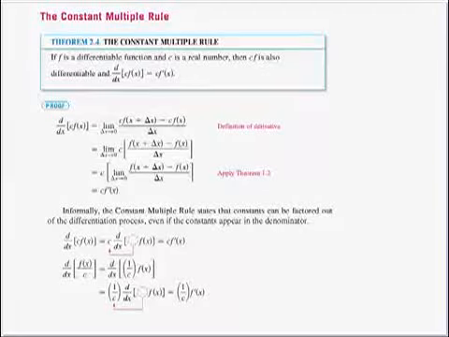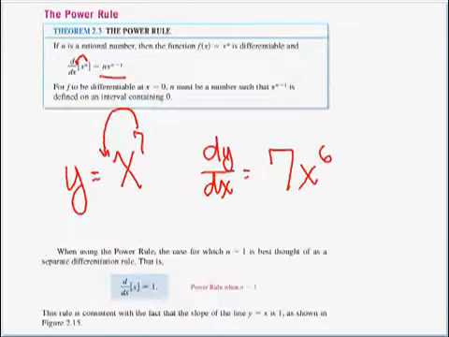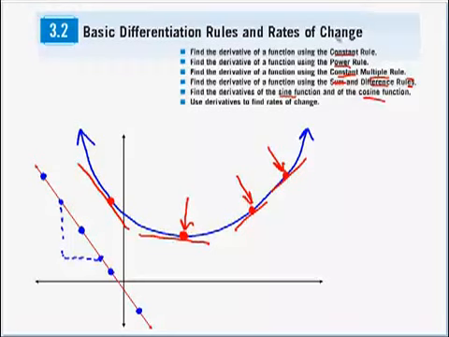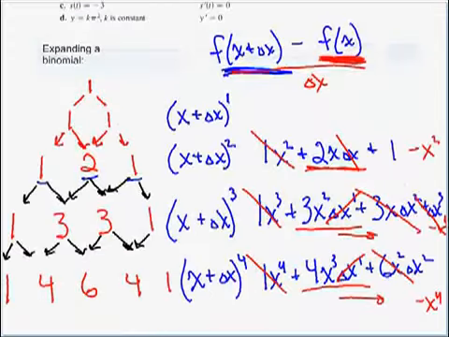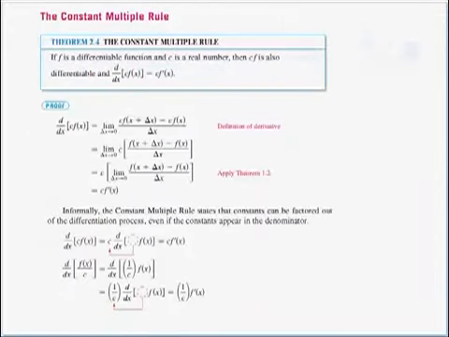Okay, let's continue with the basic differentiation stuff. Here we have the constant multiple rule. Remember, we just did the power rule in the last video, and in the intro we did talk about several different rules. We did the constant rule, we did the power rule, and now we're going to do the constant multiple rule. And it's a nice easy one.